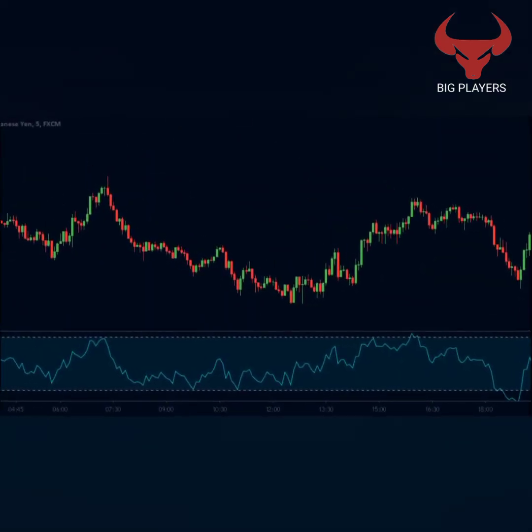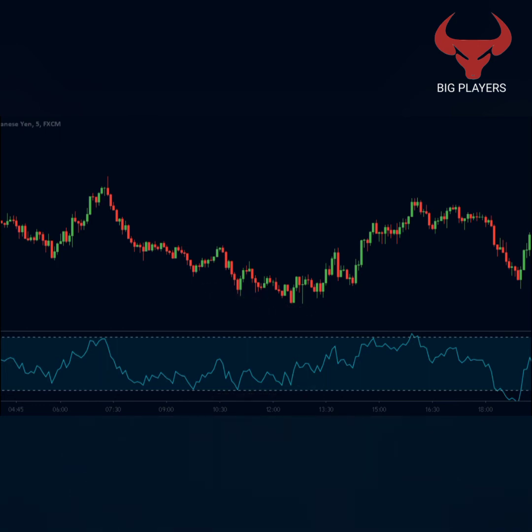Let us now look at a bullish divergence. Here we have the USD JPY chart on a 5-minute time frame. The price is in a downtrend. It is continuously making lower lows and lower highs. But if we look at the RSI, we can see that the price made a lower low here. But the RSI made a higher low. This indicates a bullish divergence.